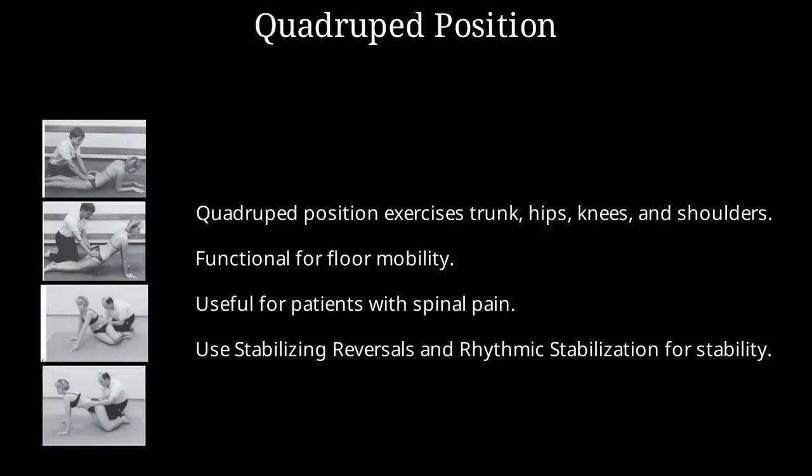The quadruped position allows patients to exercise their trunk, hips, knees, and shoulders. It is functional for moving on the floor and is especially useful when spinal pain or stabilization is an issue. Techniques like stabilizing reversals and rhythmic stabilization are used for trunk and joint stability.